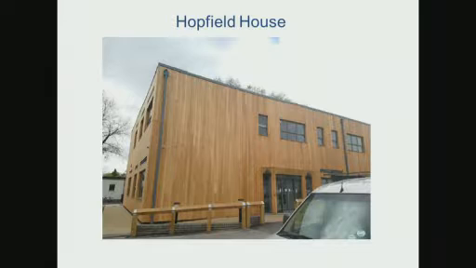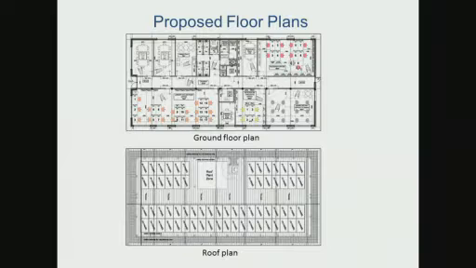In this slide, I've shown Hopfield House, which is an existing 2-storey ancillary office building to the west of the campus. The proposed office building subject to this application has been designed to match Hopfield House, albeit at single-storey. This slide shows the proposed floor plans. The building would provide several open plan desk areas, meeting rooms and breakout areas.